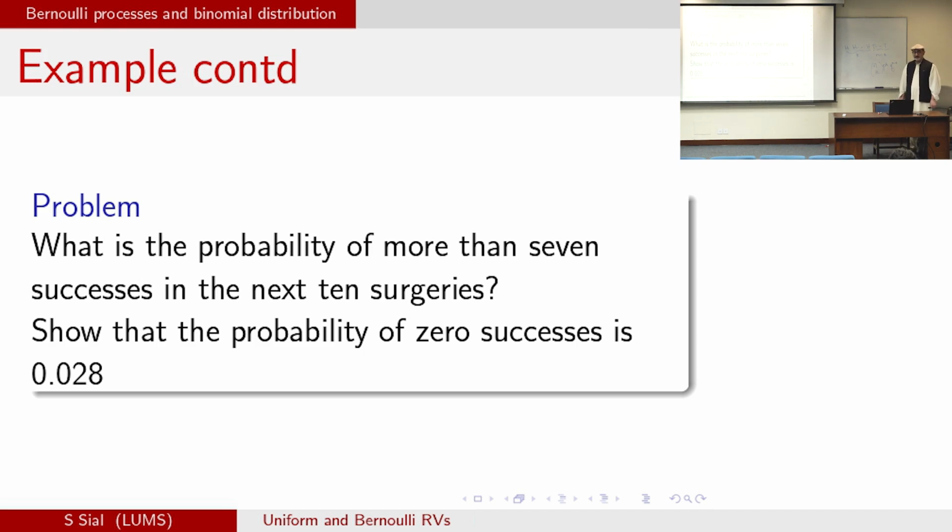How would you find the probability of more than 7 successes in the next 10 surgeries? You could either add up the probability of exactly 8 plus the probability of exactly 9 plus the probability of exactly 10. Or you could take 1 minus the probability of exactly 0, exactly 1, and so on. What's the probability of 0 successes? 10 choose 0, p to the 0, q to the 10, right?